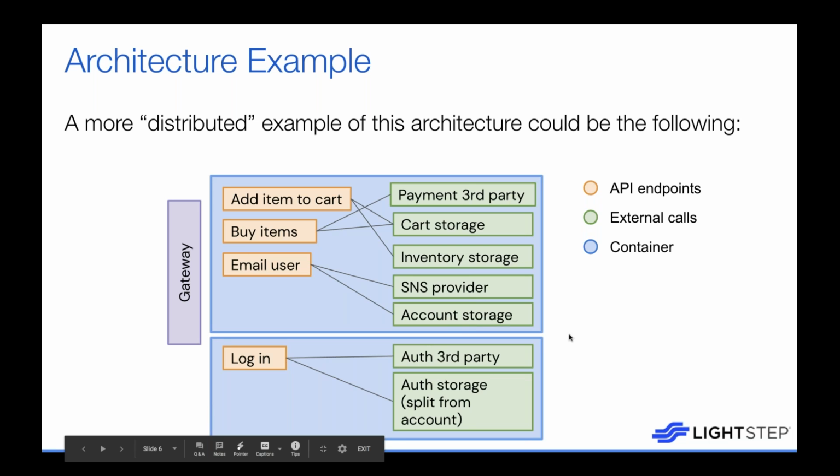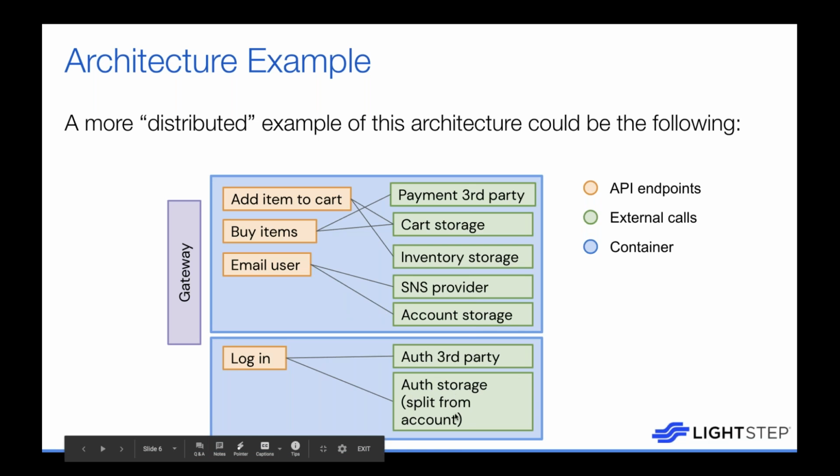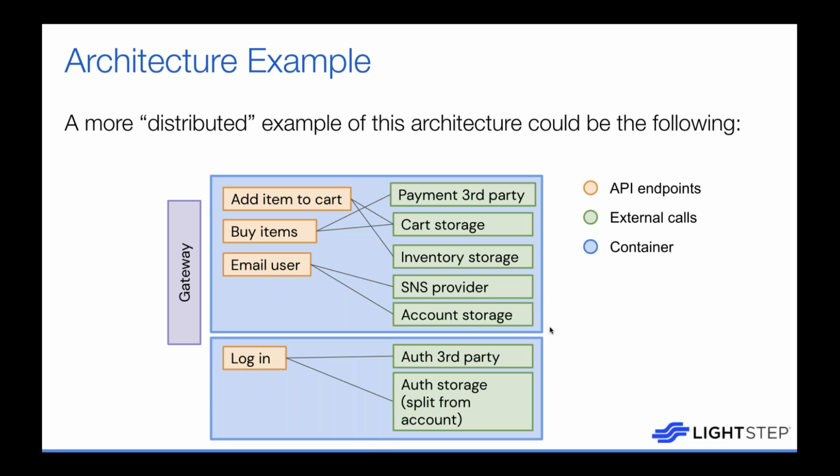And you'll see here that I've also split out storage. So this account storage still remains, but now we have this new storage, authorization storage. So one thing that people do usually when splitting out monoliths into microservices is also split up the data storage, because this also means that your data storage is scalable.